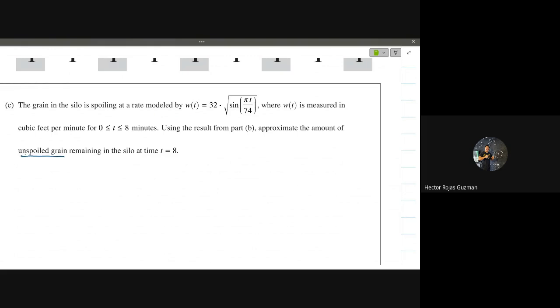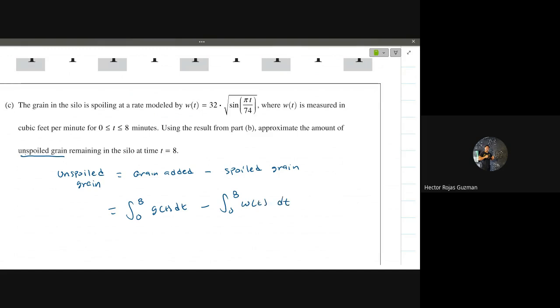Okay. So if you want to find your unspoiled grain, you need to take into account the grain that was added, and you need to subtract the spoiled grain. So the grain that was added is going to be the integral from 0 to 8 of g of t dt, which we already found in part B, minus the integral from 0 to 8 of w of t dt.